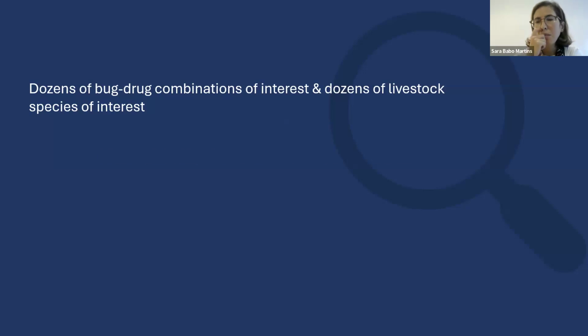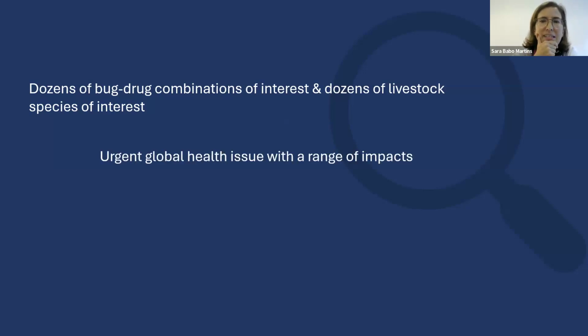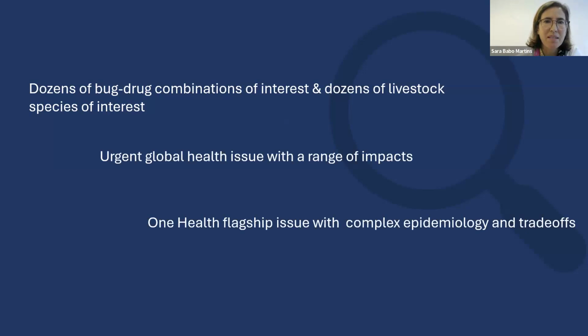Then, still linked to its complexity, we all know that AMR is truly an urgent global health problem. It has impacts spanning a range of sectors, and there is a real sense of need to tackle the problem. The problem also has quite a complex epidemiology. It has trade-offs across a whole range of sectors, and it's truly One Health. If there is a flagship issue for One Health, AMR is probably the one.